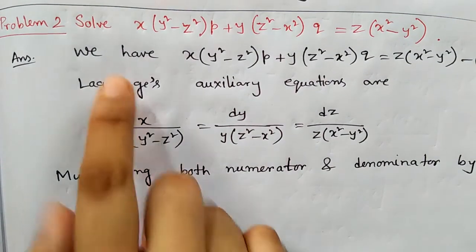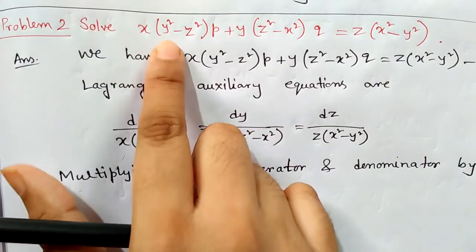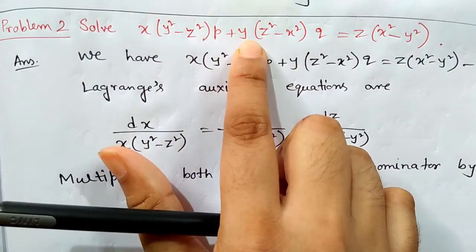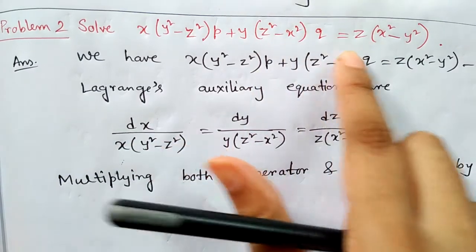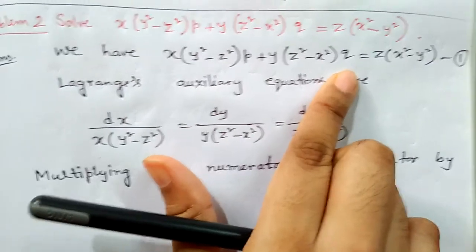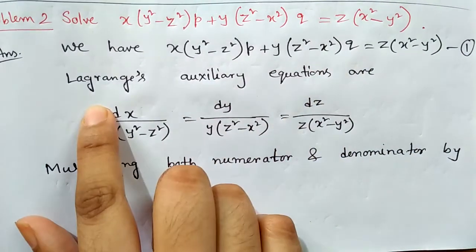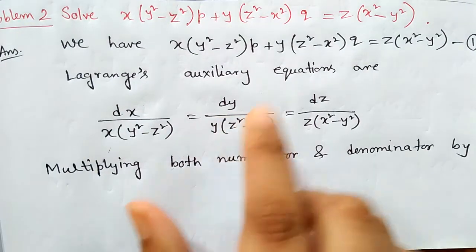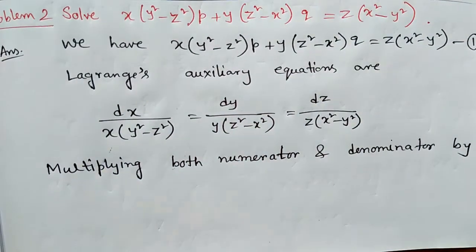See, this is our next problem. Solve x(y² − z²)p + y(z² − x²)q = z(x² − y²). So we have this, numbering it as 1. Now Lagrange auxiliary equations are dx by this, dy by this and dz by this, capital R.